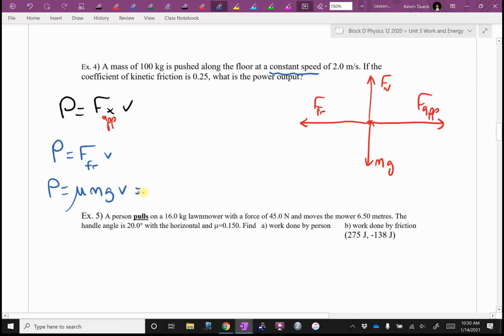It's going to be 0.25 times 100 times 9.8 times 2. I might be able to do that in my head. Sure. 100 times 2 is 200. 0.25 times 200 is 50. 50 times 9.8, 490? Units. Power is measured in watts?